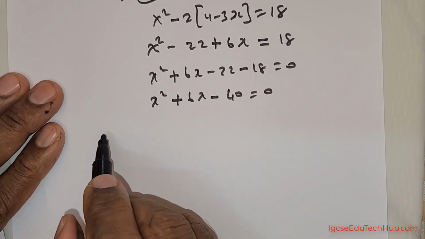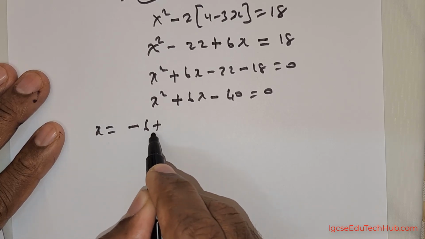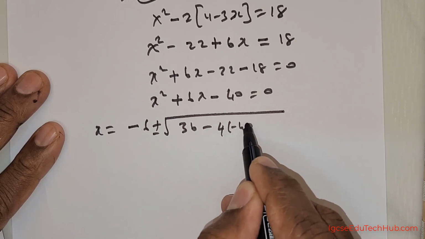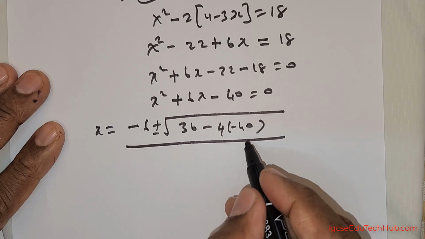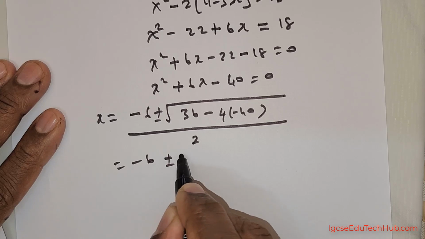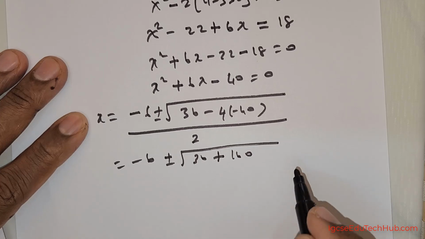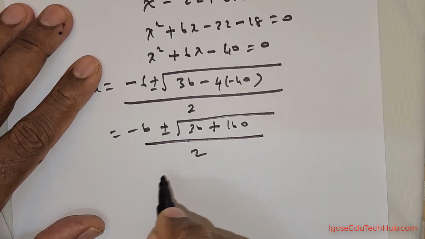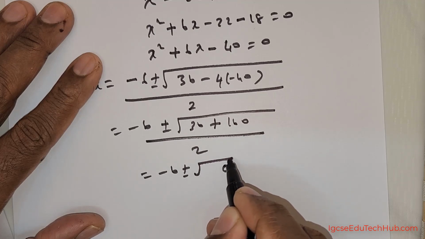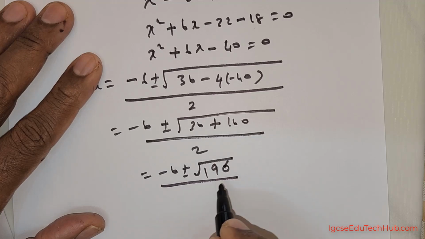I'm going to use the quadratic formula, and that would mean x = (−6 ± √(36 − 4ac)) / 2, where ac is −40. This is −6 ± √(36 + 160), divided by 2. So this is going to be −6 ± √196, divided by 2.